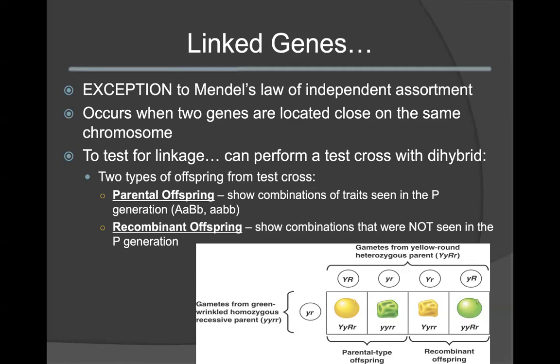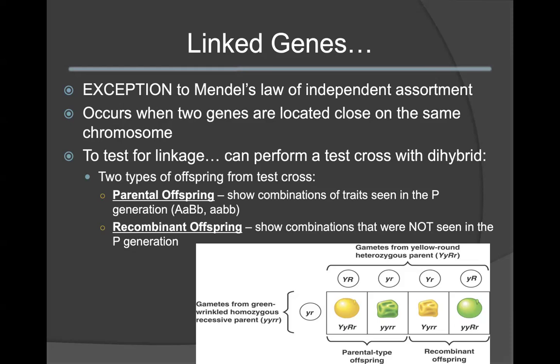In all of the previous cases that we've seen and all the previous crosses we have done, we've assumed that Mendel's law of independent assortment has held true. In essence, that means that the genes that we were looking at were present on different chromosomes. However, this is not always the case.